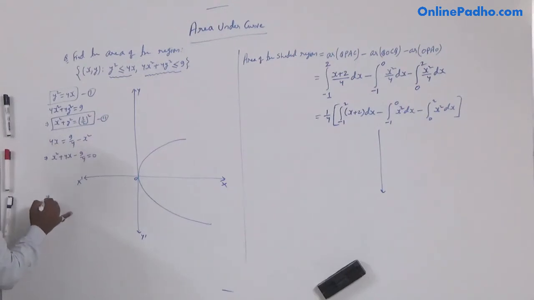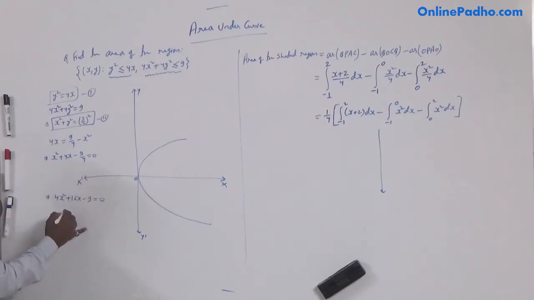Yes, now we can take 4 as LCM. You will get 4x square plus 16x minus 9 is equal to 0. Now how can you solve this one? 4x square plus 16x minus 9, we can split 9 multiplied by 4, 36. Either that or we can apply the quadratic formula, and we will get minus 16 plus or minus the square root of 256 plus 16 times 9, which is 144, divided by 8. We can write it as minus 16 plus or minus root 400, that is 20, divided by 8.